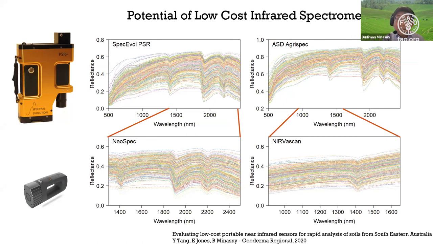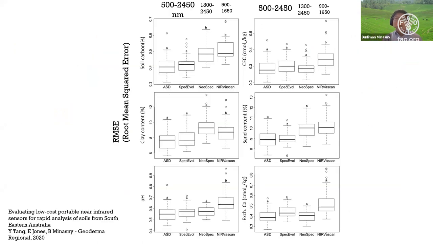So can we do the same thing, comparing the top end of the spectrometer, the first two columns, with the last two, which are the limited range or lower-cost spectrometers? All right, so what you're seeing here is we are predicting different properties: soil carbon, clay content, pH, CEC of the soil, the sand content of the soil, and the exchangeable calcium. And what we are comparing, the first two columns are the standard visible to near infrared spectrometer. And the third column is the lower cost, and the fourth column is a much lower cost spectrometer, right?